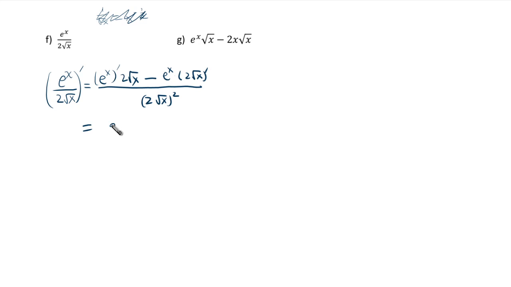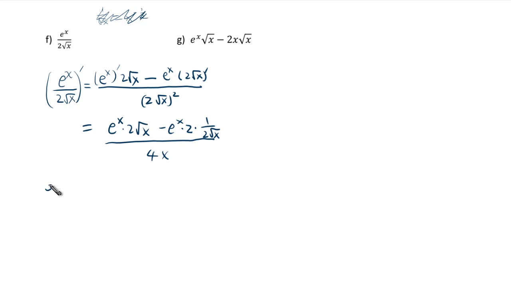e to the x differentiates to e to the x, and square root of x differentiates to 1 over 2 radical x. By now you should probably have memorized it. And 2 squared is 4, square root of x squared is x. So that's it. Okay, so it's not too bad.